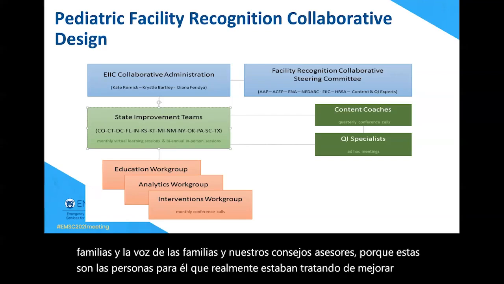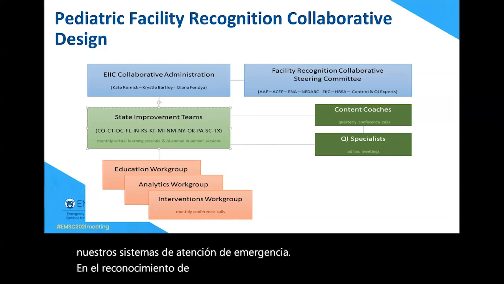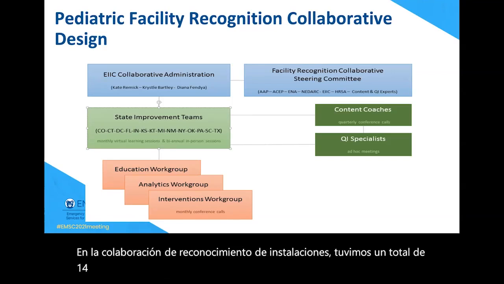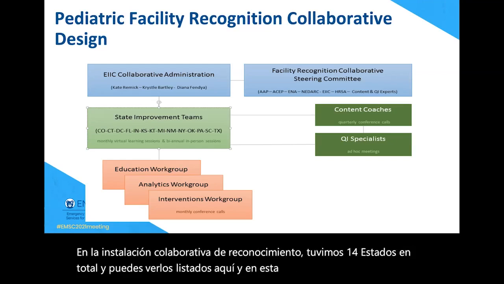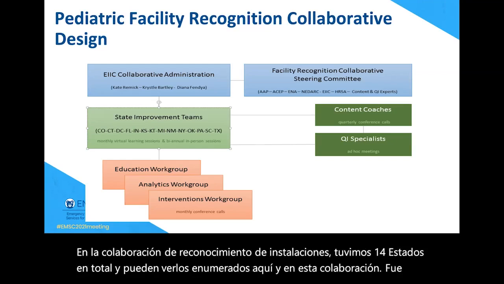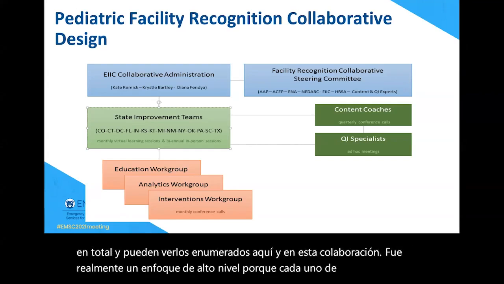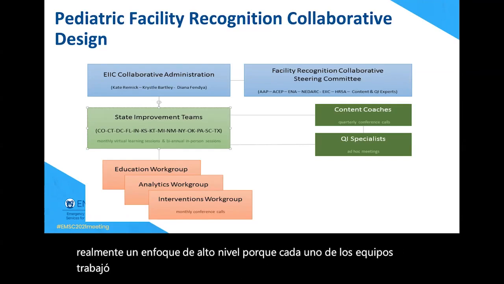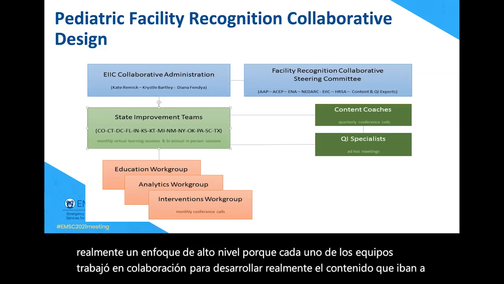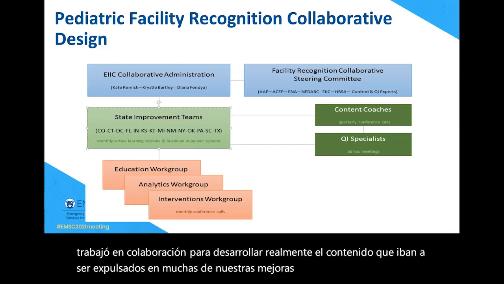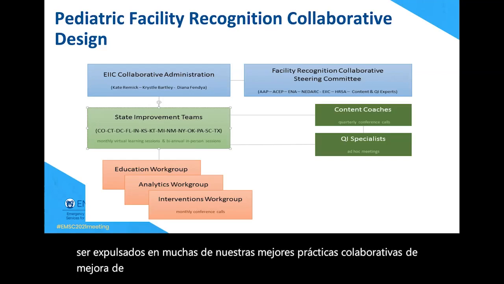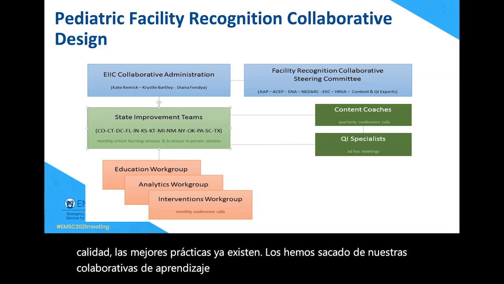In the Facility Recognition Collaborative, we had 14 total states, and you can see them listed here. And in this collaborative, it was really a high-level approach, because each of the teams worked collaboratively to actually develop the content that was going to be pushed out. In many of our quality improvement collaboratives, the best practices already exist. We've pulled those from our learning collaboratives. We've pulled those from actual activity within the field.